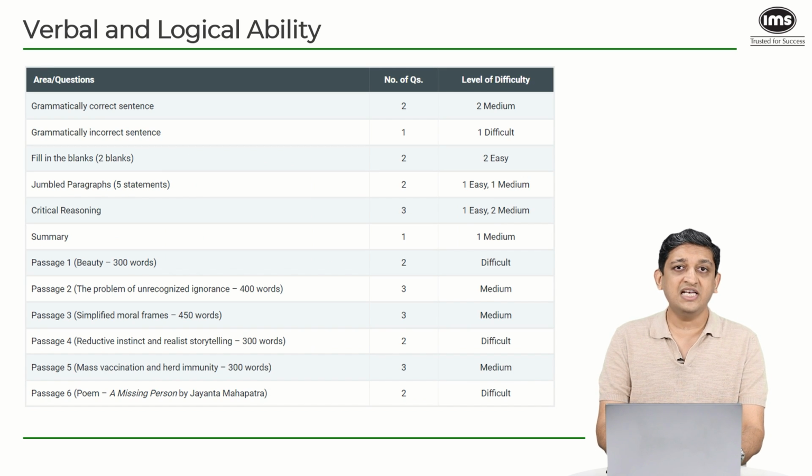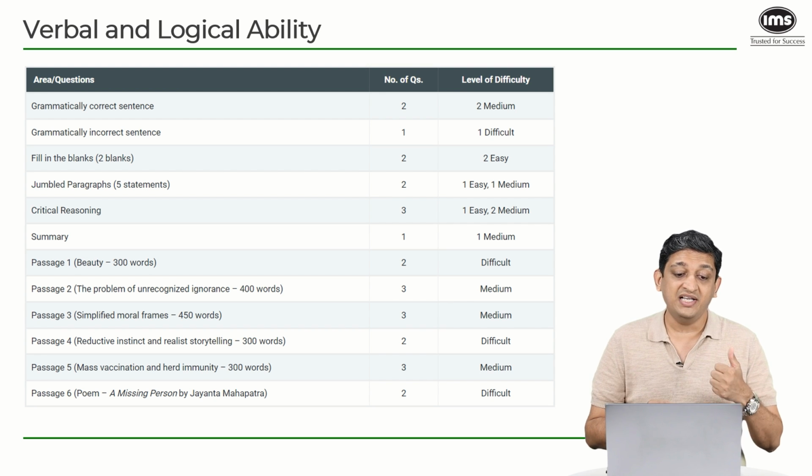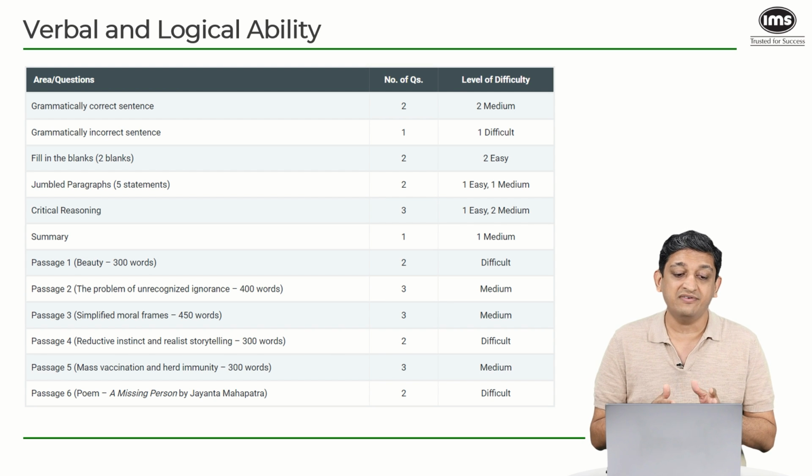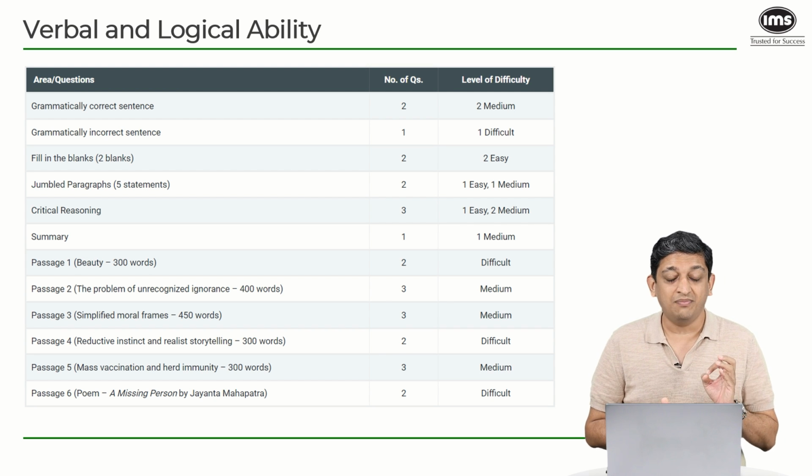Now, in terms of the syllabus for the XAT, the verbal and logical ability, if you look at this particular section and the split of the latest section that appeared, you will see all the kinds of questions that appear in this section. Now, we can have a look at grammatically correct sentence, grammatically incorrect sentence. So, there were some 3 questions that were based on grammatically correct / incorrect sentences. There were some questions based on fill in the blanks. You also had some questions on jumbled paragraphs.